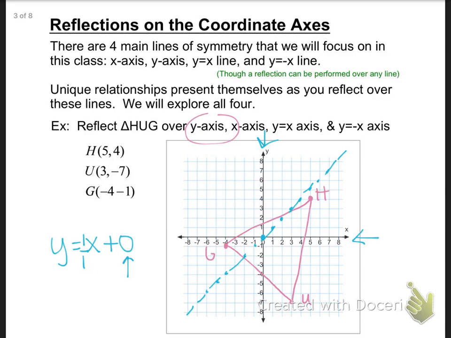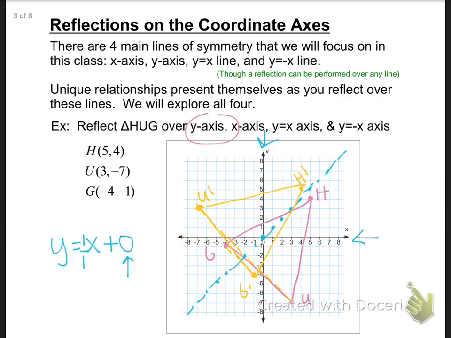Okay, so as long as I represent that line and go the same distance away on the opposite side, I should be good. So if I mirror them across, H will be right here. G looks like it's 1.5 away, so I'm going to go 1/2 and 1. So G prime. Okay, U is 1, 2, 3, 4, 5. So 1, 2, 3, 4, 5. U prime. So that's me mirroring over my y equals x blue line.